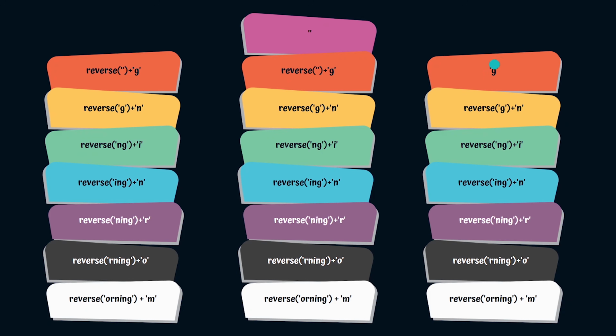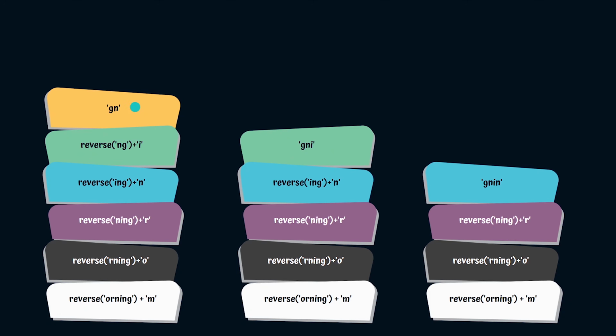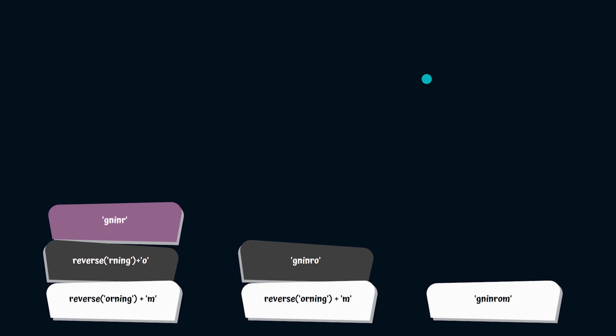Here we have the concatenation result g, which is the value of this function call here. Okay, and that g will be concatenated with this n and it will end up in this value gn. And this process of concatenation and removing the topmost stack frame will continue until there is nothing left in this execution stack. And finally, we will get the reverse string. So this is what happens when you call a recursive function.